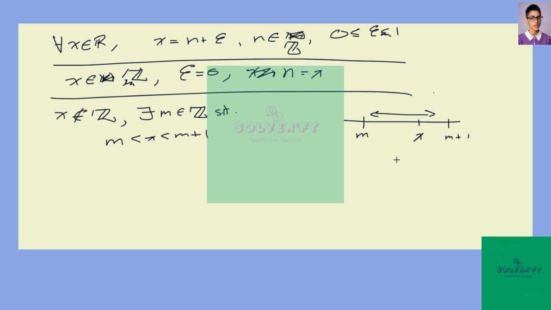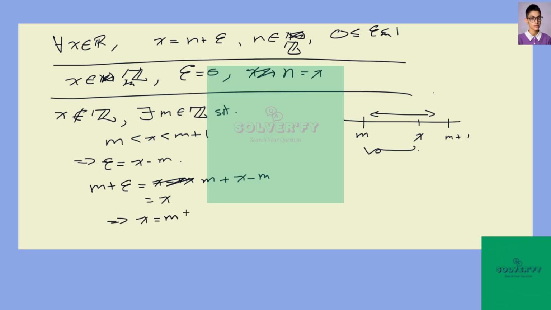So x is here. Then epsilon will just be the distance between this and this. So we define epsilon as being x minus m. So then m plus epsilon is equal to m plus x minus m. The two m's cancel, so this gives you x. So therefore, x is equal to m plus epsilon.